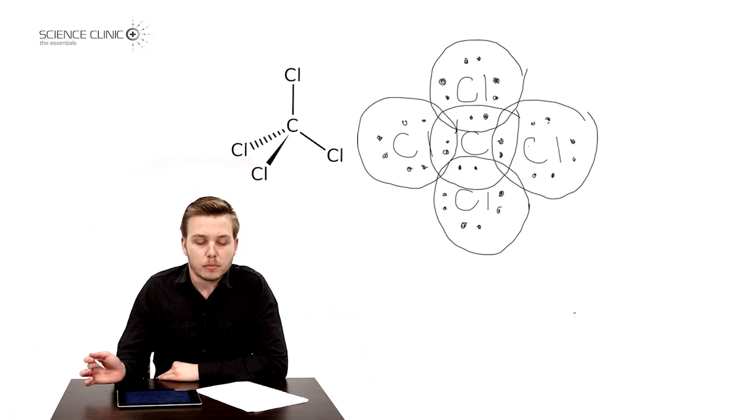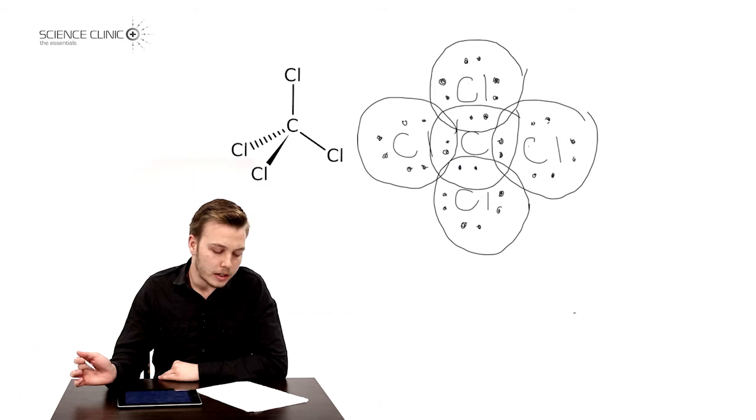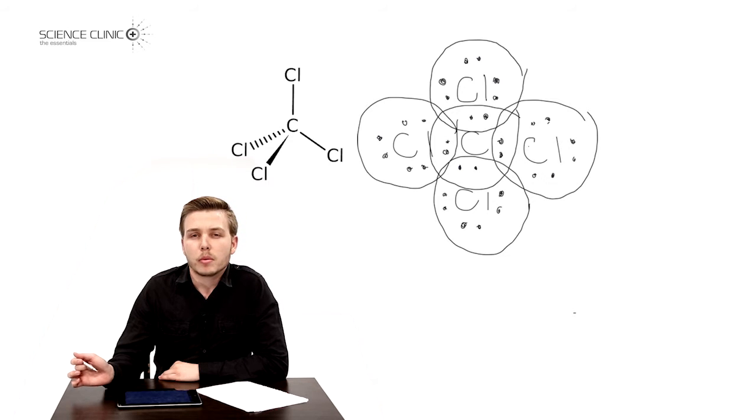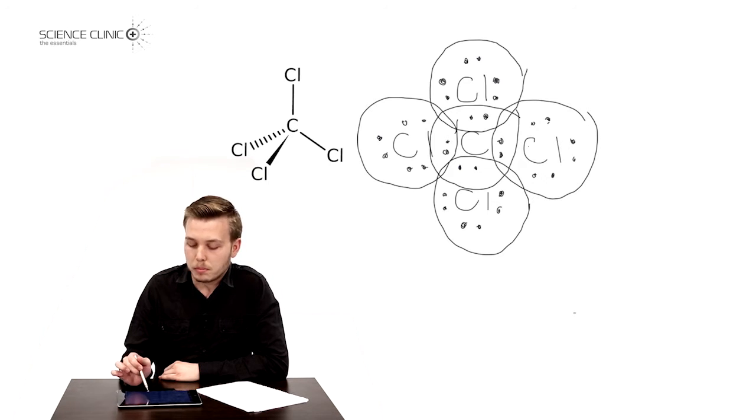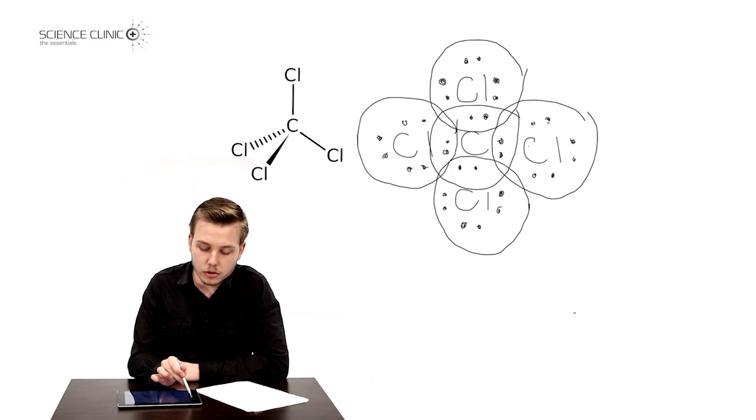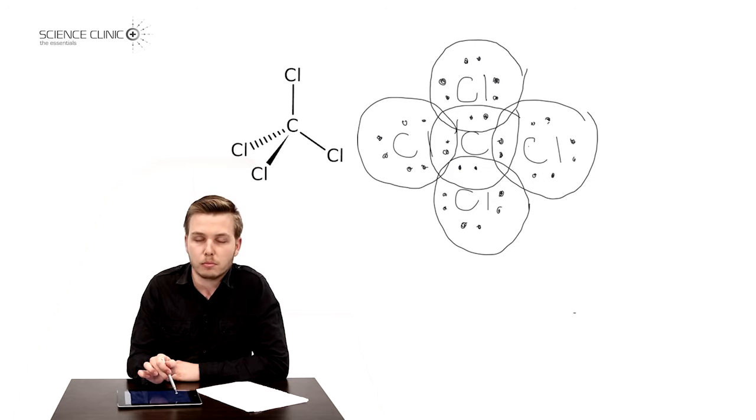Consider the following statement. Carbon tetrachloride is a polar molecule. Do you agree or disagree with the statement and justify your answer? Remember, for a molecule to be polar, it needs to have polar bonds. Now, polar bonds we find when the bonds have a difference in electronegativity.